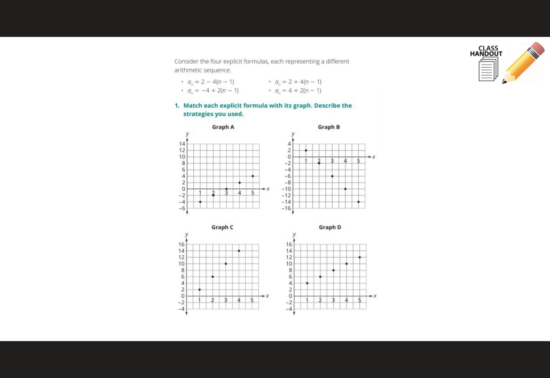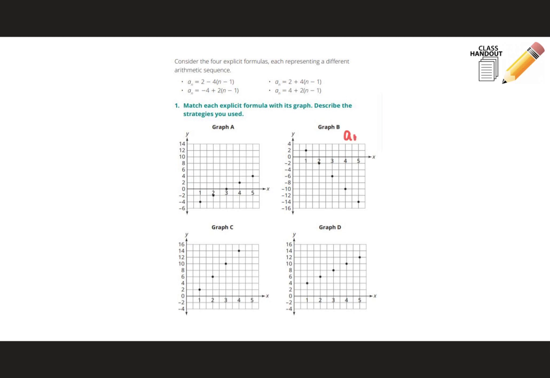All right, so looking at this first equation here, 2 minus 4 times n minus 1. So I know that my starting point is going to be 2. So looking at my graph, I want to see which term starts at 2. Well, the two terms that start at 2 seem to be graph C and graph B. And then I know that my common difference is negative 4. So since my common difference is negative 4, I know that my function is decreasing. So in that case, between B and C, that's going to be B.